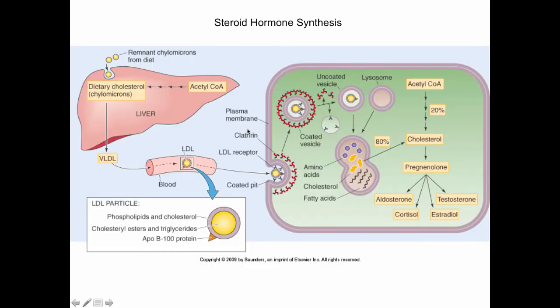Steroid hormone synthesis, I mentioned before, always is derived from cholesterol. Now, the process of producing a steroid hormone actually starts at the liver. It starts at the liver because the liver is responsible for creating packages of fats, of triglycerides, and of cholesterol that we refer to as LDLs, or low density lipoproteins.